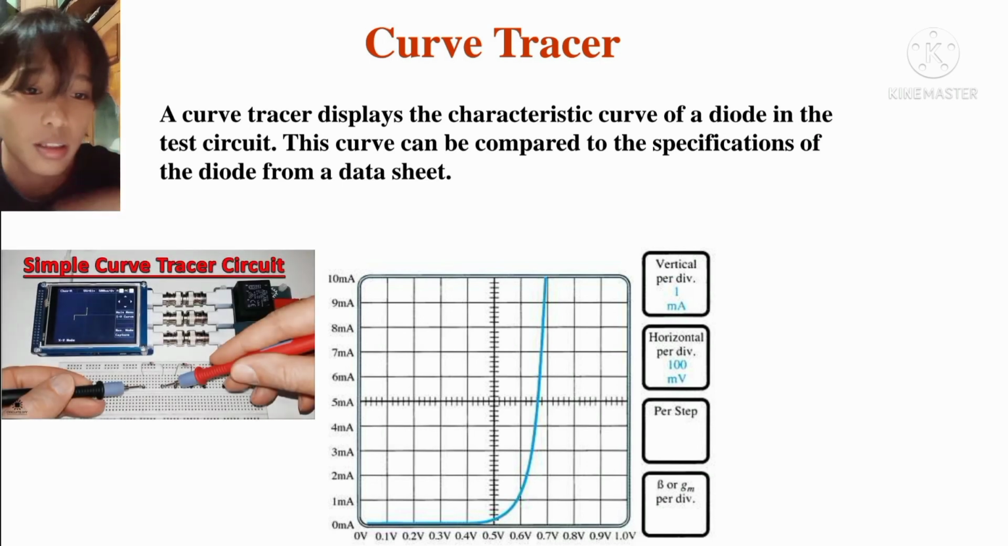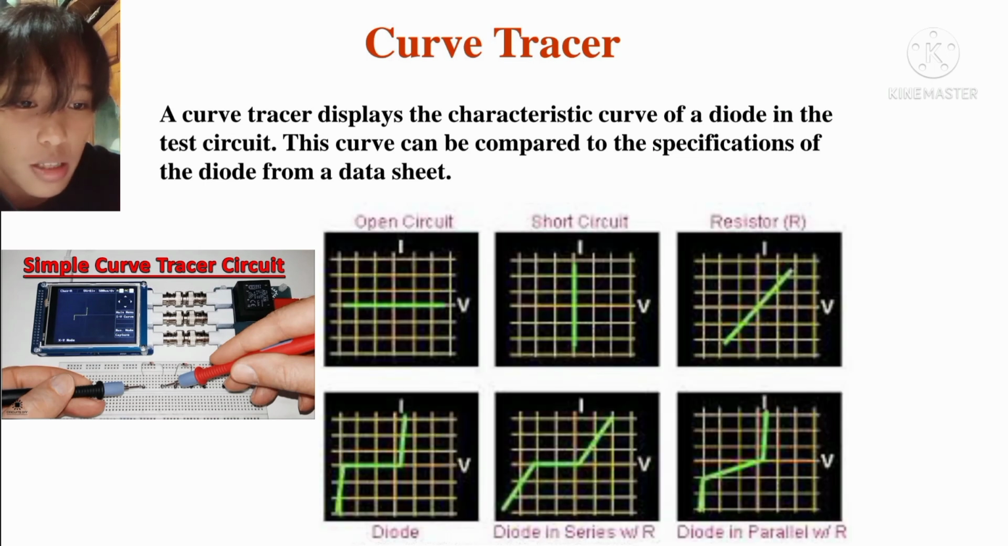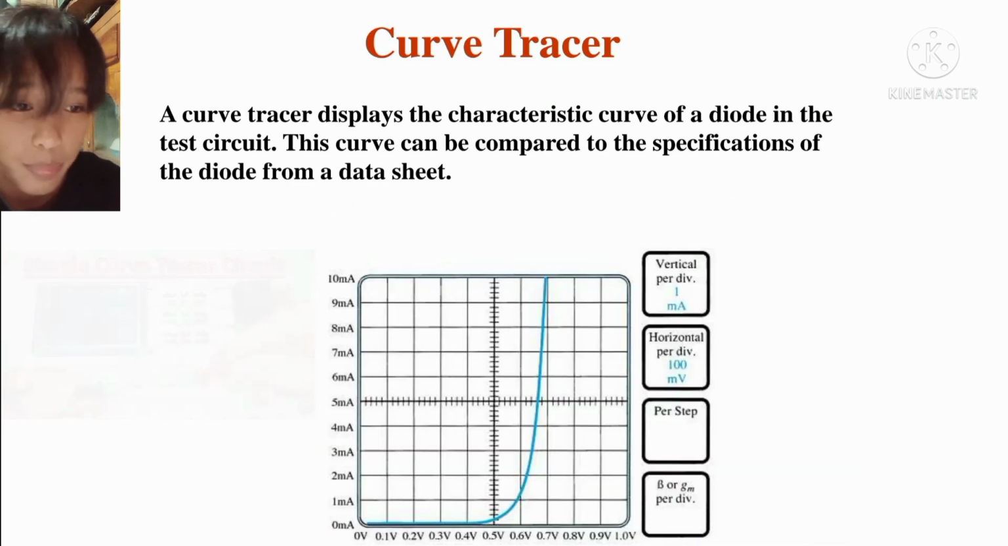So next is the curve tracer. A curve tracer displays the characteristic curve of a diode in the test circuit. This curve can be compared to the specification of the diode from a data sheet. So this is the use of a data sheet, to analyze the characteristics of discrete semiconductor devices.